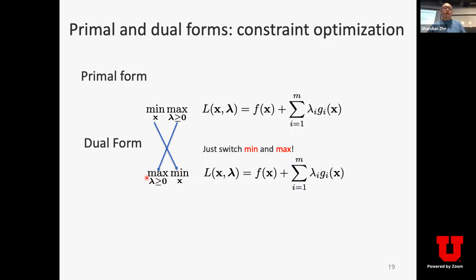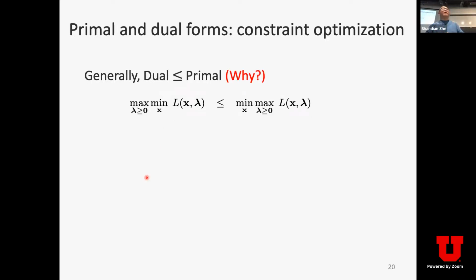Right? So you can see that the primal form and dual form are very simple. It's just to switch the order of min and max. However, in general, once you switch the order, the solution of the two problems will change. And the general conclusion will be that the optimal value of the dual form will be less than or equal to the optimal value of the primal form.